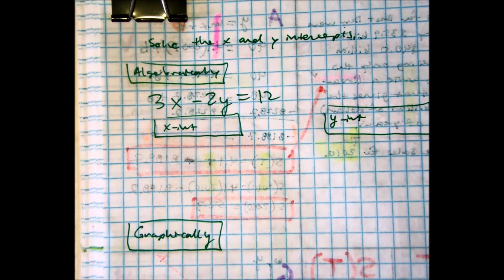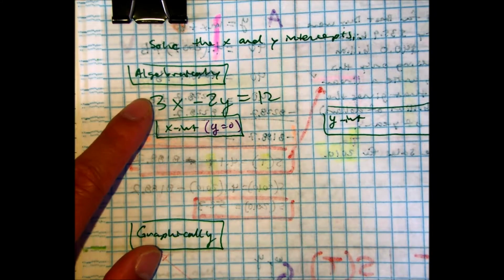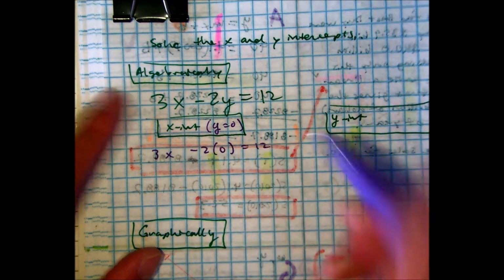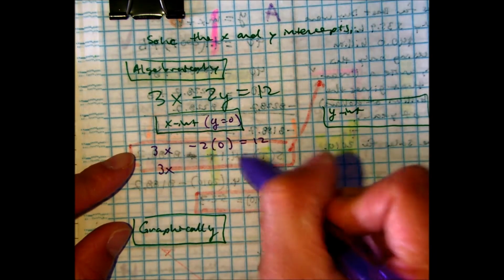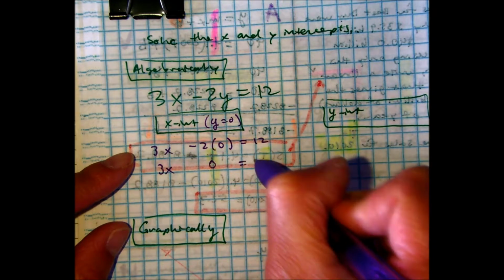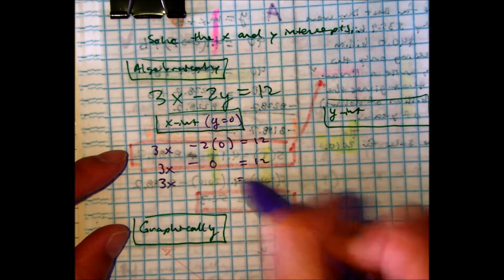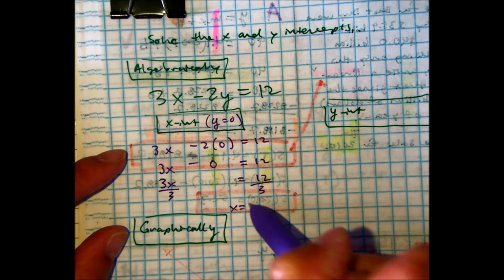How do I find an x-intercept? We're going to make y equal to 0. So we have 3x minus 2y, and we're now going to make that y variable 0. Negative 2 times 0. So I have 3x equals 12. Class, we have to write the 0? 3x equals 12. And divided by 3, x is equal to 4.